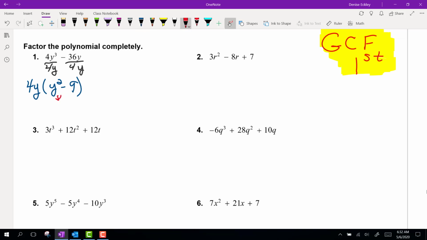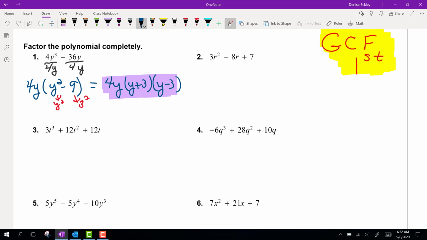So I have a y squared in the first term, and I have 3 squared in the second term. So this is going to factor into my 4y in front. Then I'm going to make 2 parentheses. I'm going to have a y, and then a plus 3 and a minus 3. And then I am completely factored.